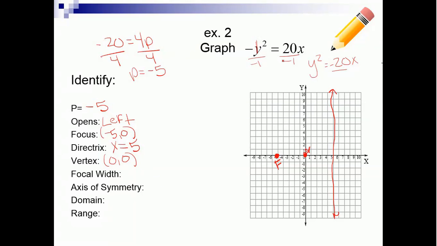So my focal width is going to be this number right there, 20. Well, but remember, that means my parabola has to have a width of 20 across my focus. So split it in half, basically, so it can be even on both sides. I'm going to have 10 here, 10 here, so then my parabola is going to open nice and big. Just like that.